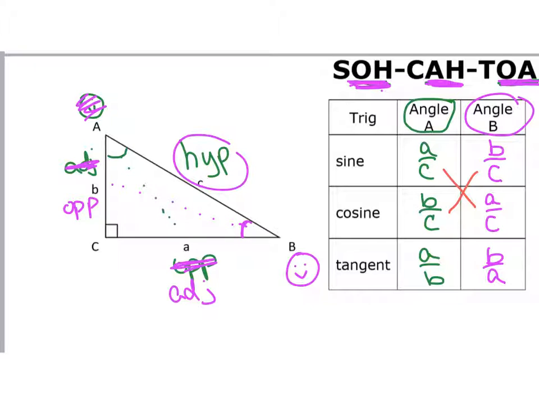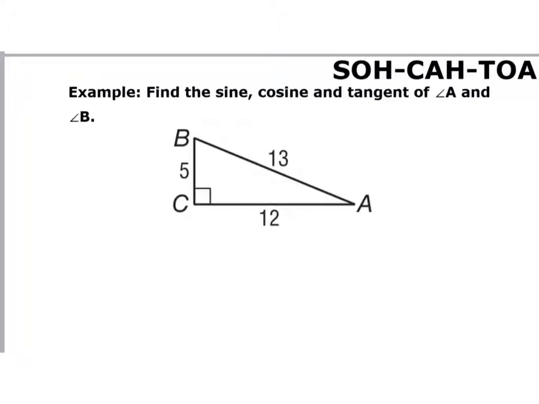Reciprocal. Very good. So my tangent ones are reciprocals of each other, and my sine and cosine completely switch places. Okay? So let's practice this with actual numbers. It's okay. You're okay. I promise. We want to find the sine, cosine, and tangent of angle A and angle B. So we're going to do it twice, just like we did with our table.